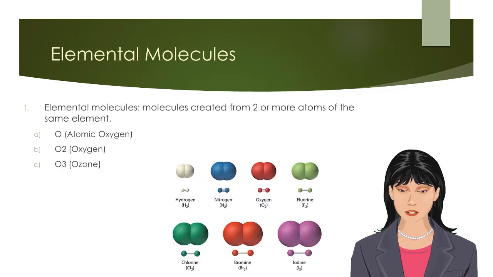An elemental molecule is a molecule of 2 or more of the same element. In the case of oxygen, 1 atom of oxygen is known as an atomic oxygen element. 2 atoms of oxygen are known simply as oxygen. 3 atoms of oxygen are known as ozone. All are oxygen chemical combinations in a fixed proportion.